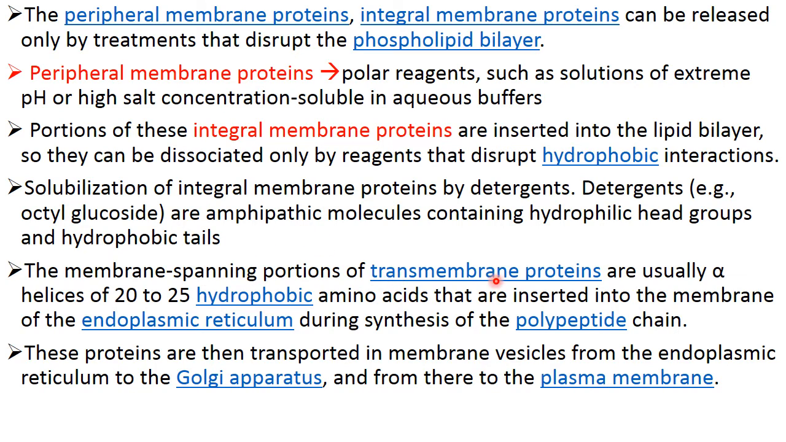Most transmembrane proteins are integral membrane proteins. These are alpha helices of 20 to 25 hydrophobic amino acids, inserted into the endoplasmic reticulum during the synthesis of the polypeptide chain. After that, they are transported through vesicles to the Golgi apparatus and then to the plasma membrane.